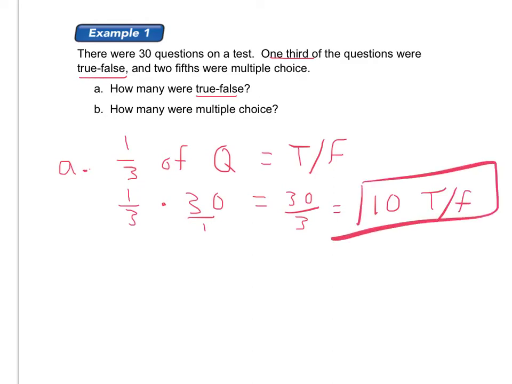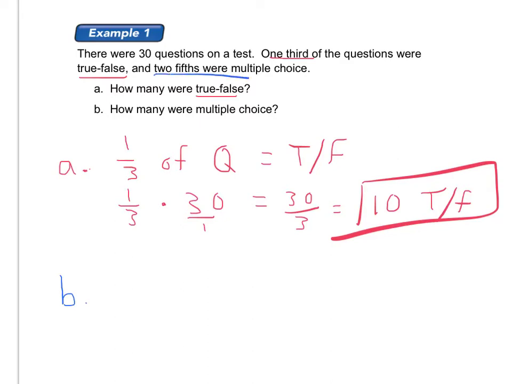Okay, 1/3 of the 30, 10 questions were true-false. Again, that word of means multiply, 1/3 times 30. Now you could have also cross-canceled, would have gotten you the same answer. And let's go ahead and go blue for part B. It says how many were multiple choice?